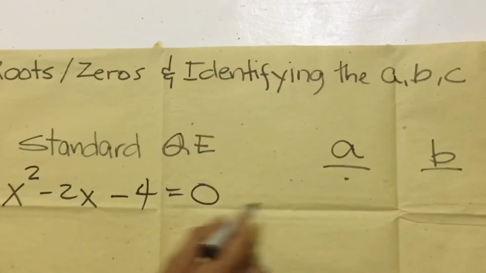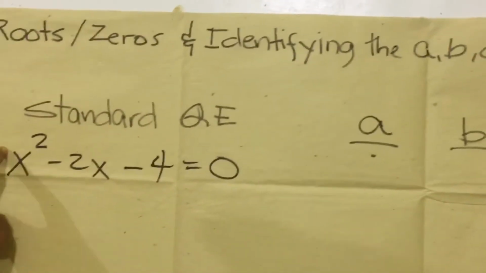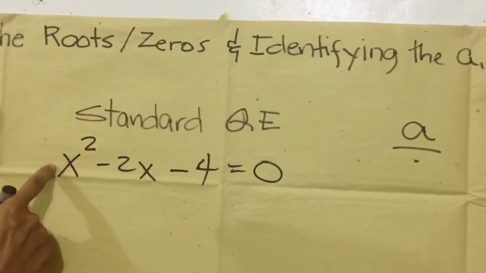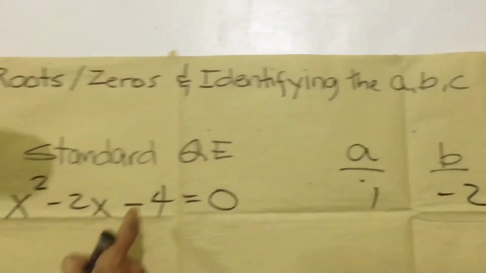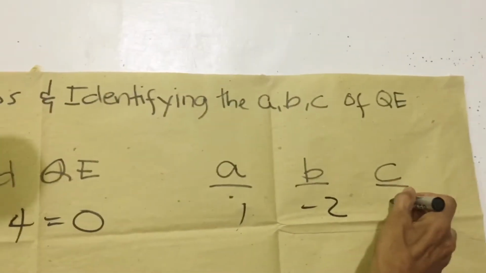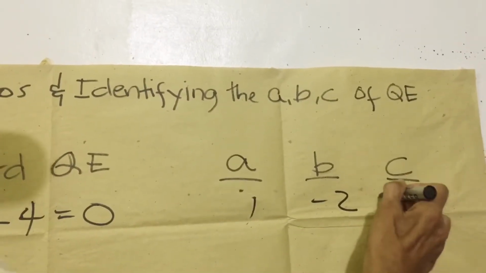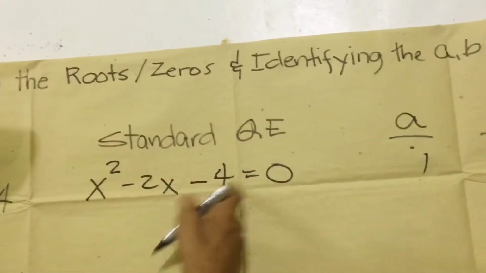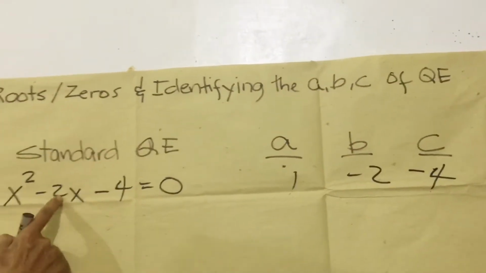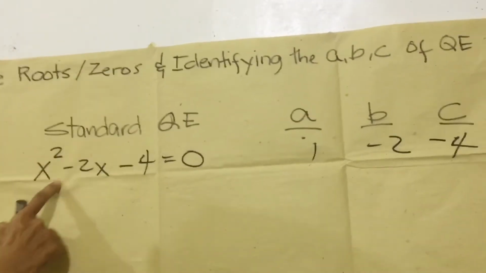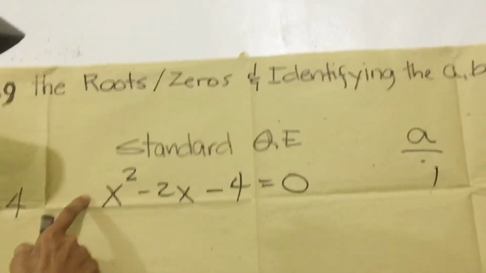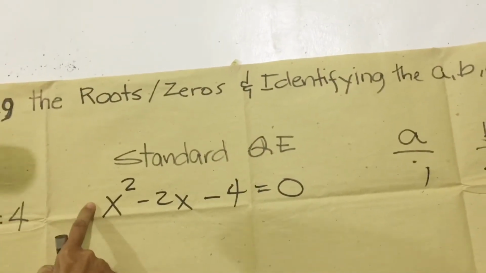And we have x squared. So the ABC, the numerical coefficient of x squared is 1, silent 1, then negative 2, then negative 4 for C. Constant for C, B for the second term, and 1 is the x squared. Take note, kailangan yung first term always positive.